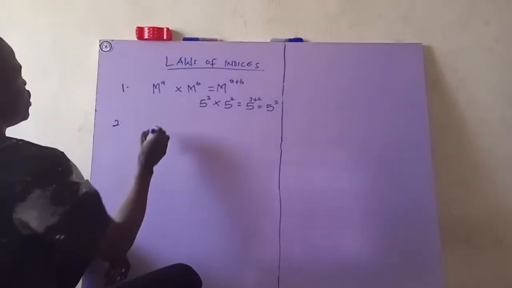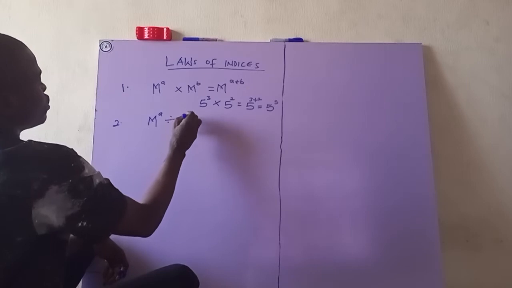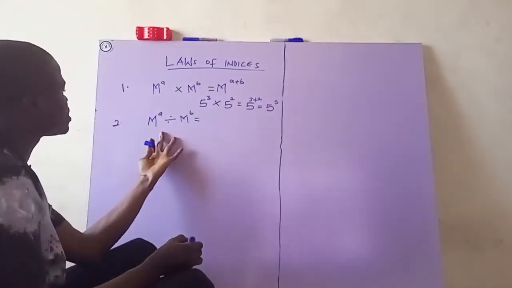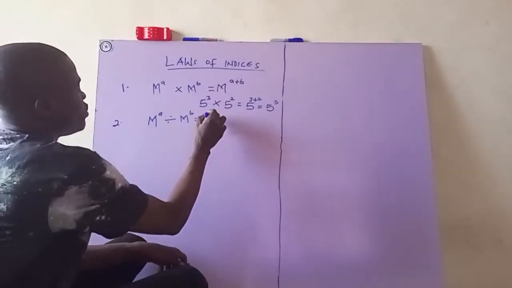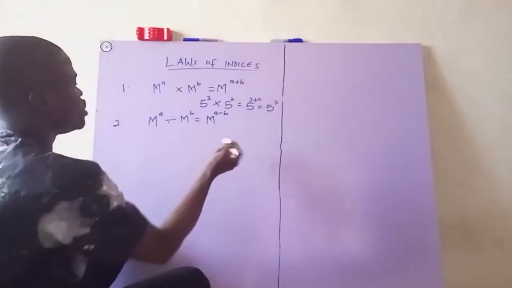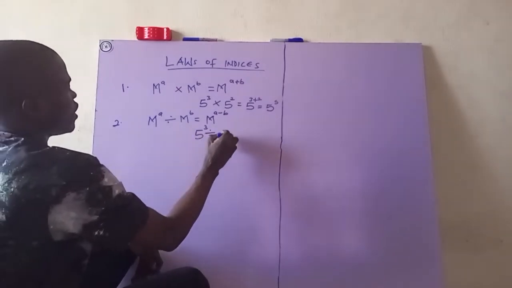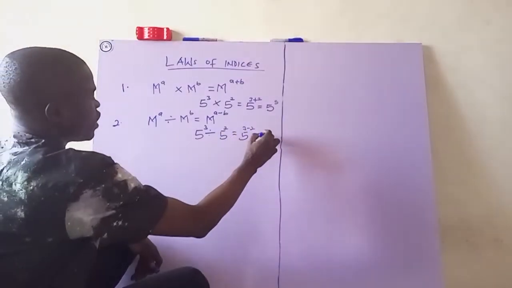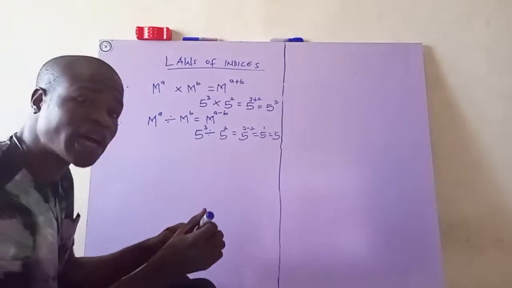The second one: if I have m raised power a divided by m raised power b, so I have two expressions with the same base, a division between two expressions of the same base. I can simply pick one base, m, and subtract the power. That is m raised power a minus b. Example under this: if I have 5 raised power 3 divided by 5 raised power 2, this will give you 5 raised power 3 minus 2. This is 5 raised power 1, and this simply means 5. That is, any number raised power 1 is still that number.